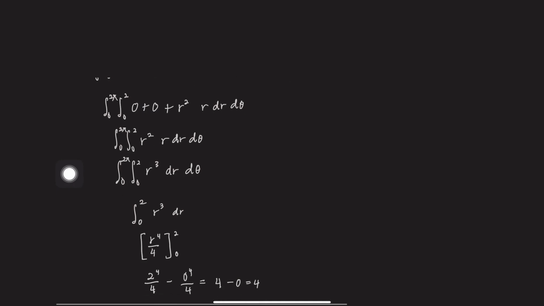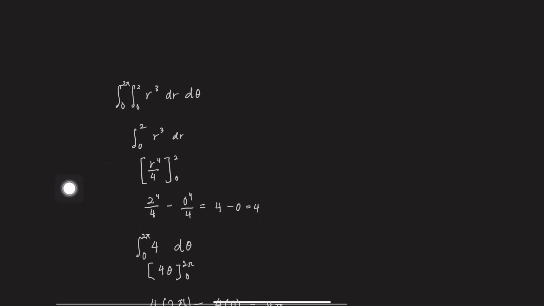And then r squared times r dr d theta equals r cubed dr d theta. And then we do the first integration with respect to r from 0 to 2. We get r to the power of 4 over 4. And then we just plug in 2 and 0, and we get 4.